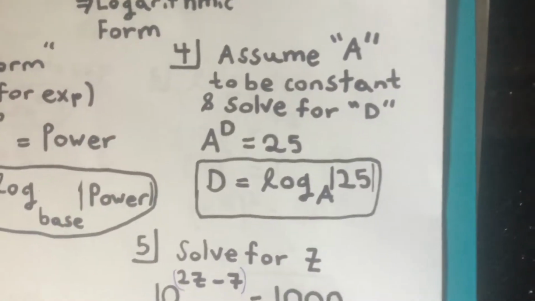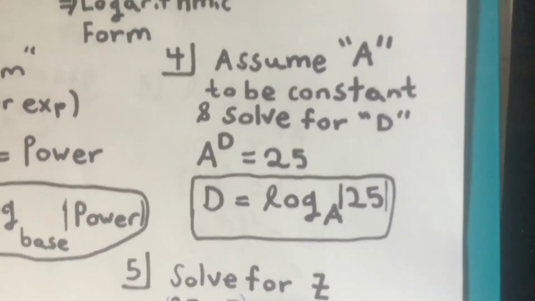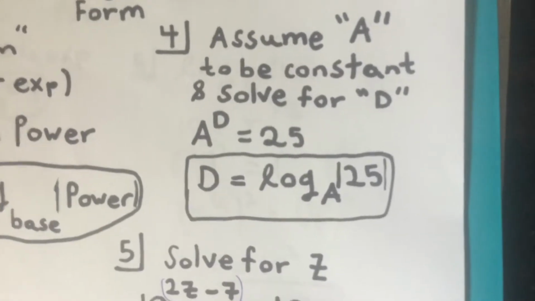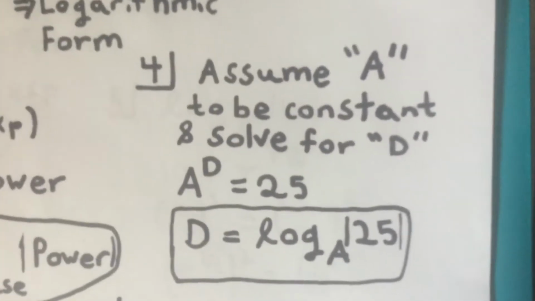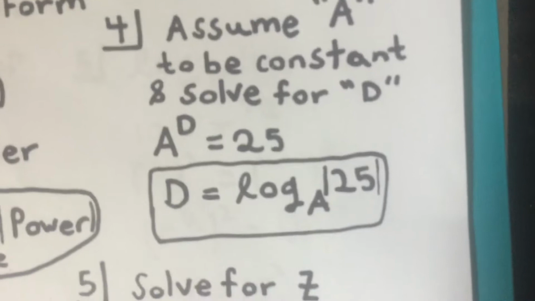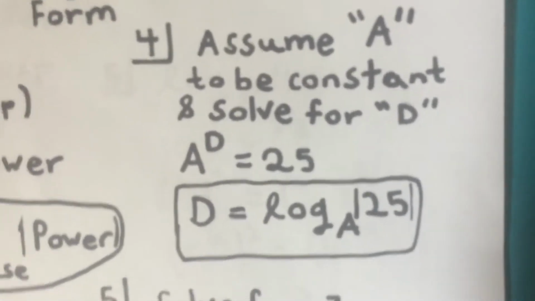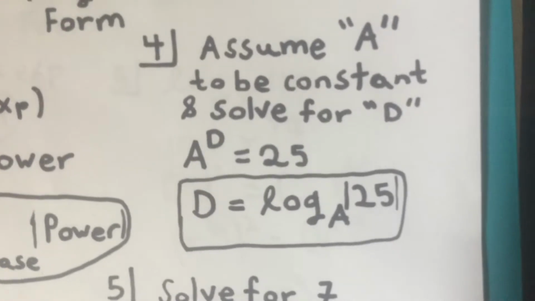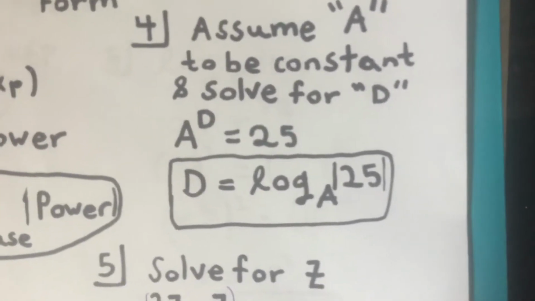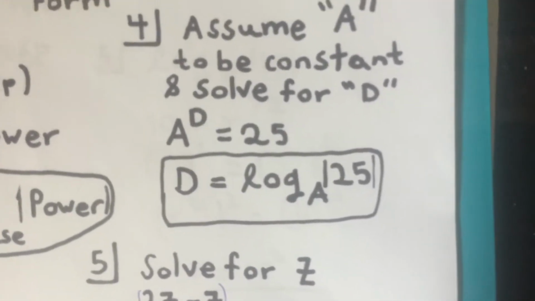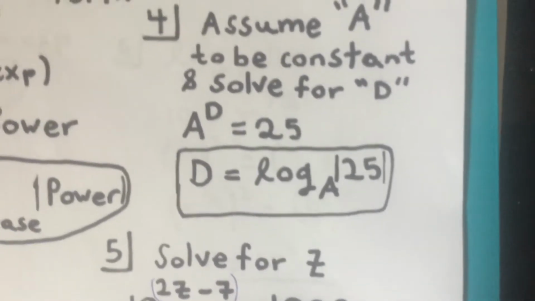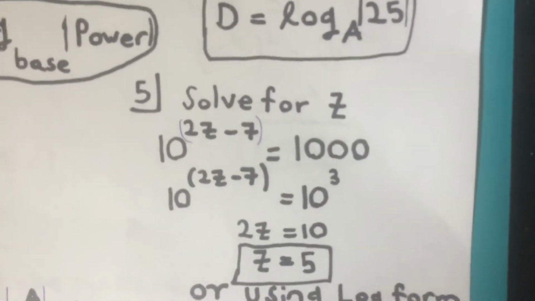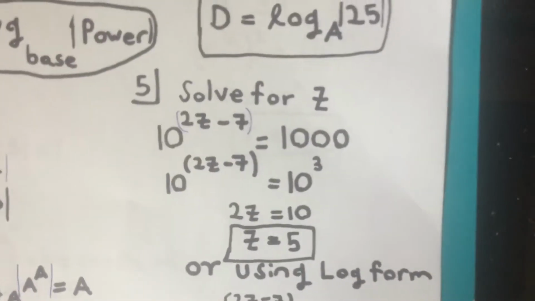Now, in example 4, assume a to be a constant, an arbitrary one. We want to solve for d. A to the d is equal to 25. Rewriting it into the logarithmic form will give us d, the exponent, equal to log base a of 25, the power.